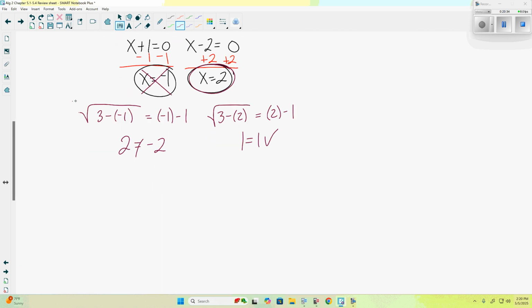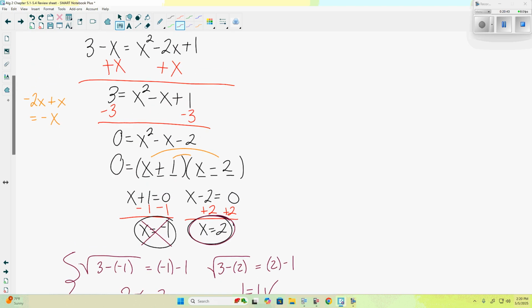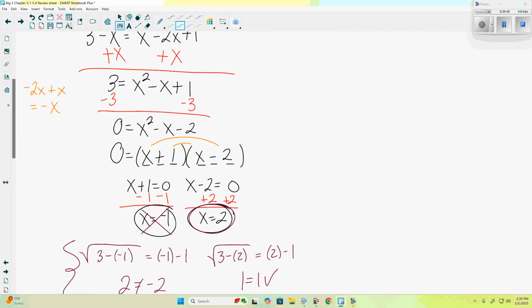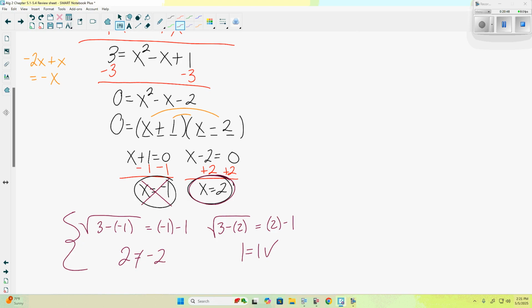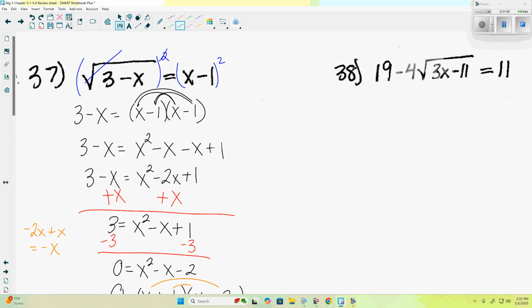And really for the check step, this is really all I'm looking for. If you check it by hand, that's fine. That works too. Any other questions on 37? Questions on 38? We can look at 38.